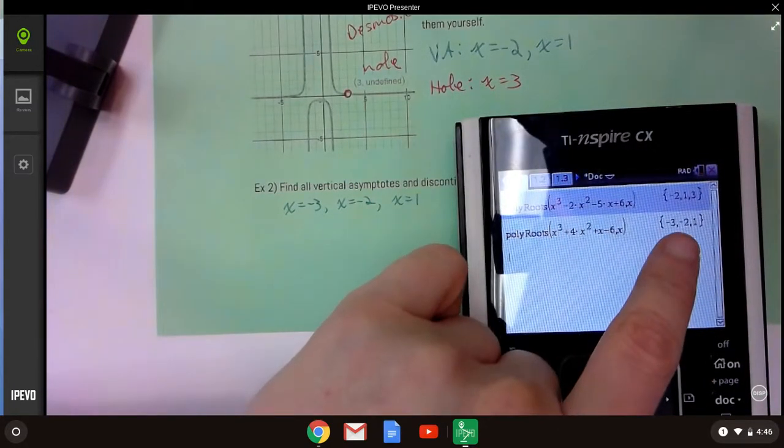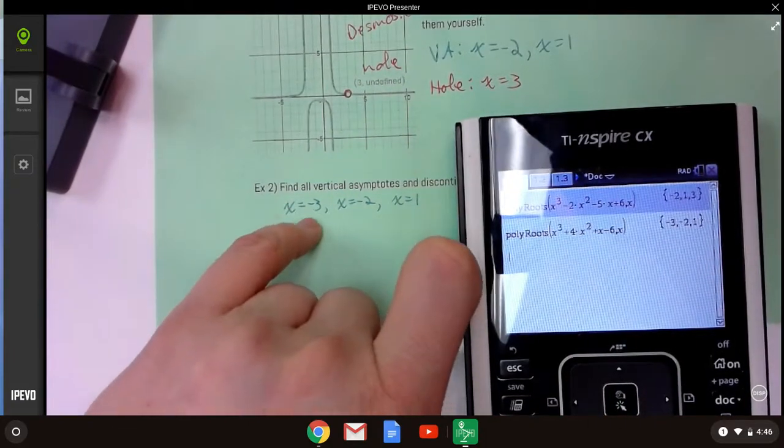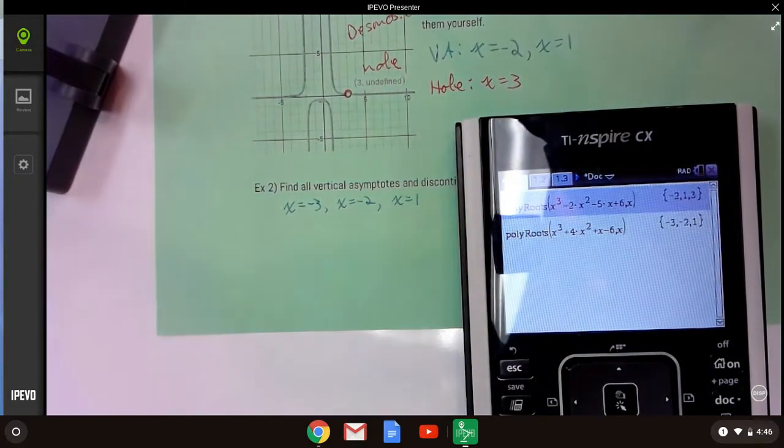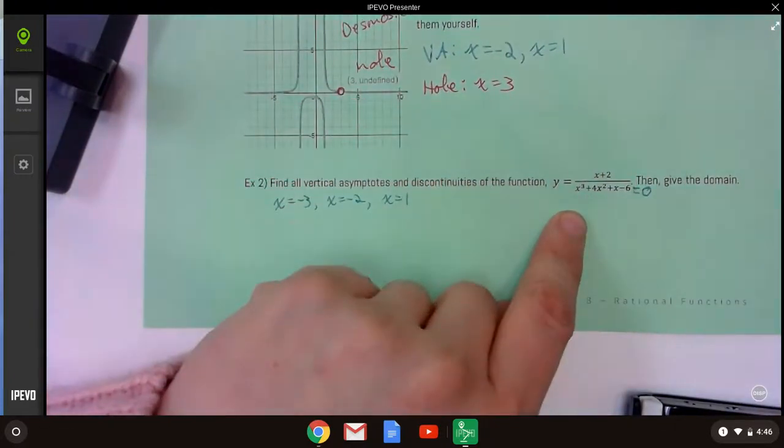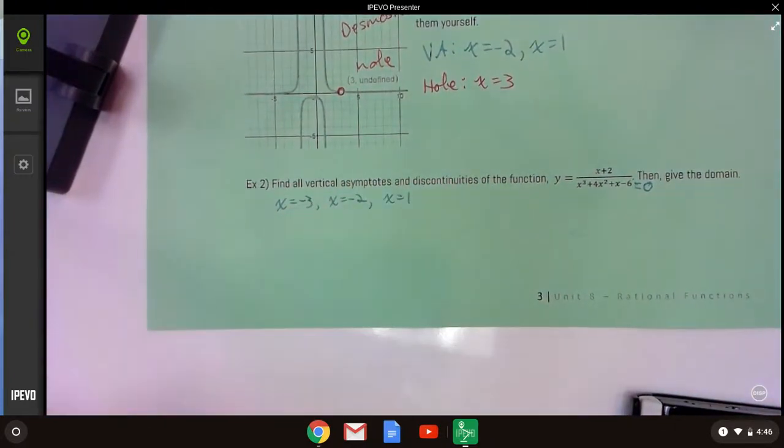You should have gotten something like this. So your real roots are -3, -2, and 1. Now you're going to graph this. So go graph it right now in your calculator, and you're going to figure out which ones are asymptotes and which ones are holes. And I'm going to do that too, and we'll be right back.